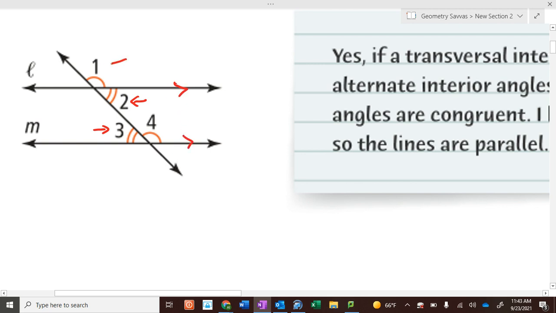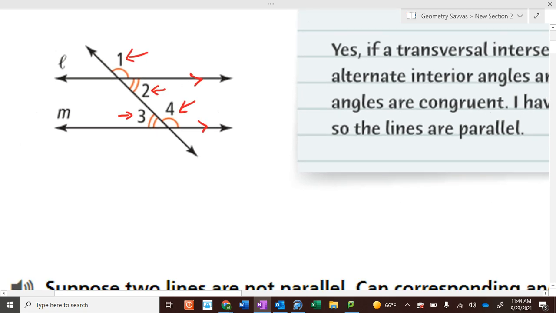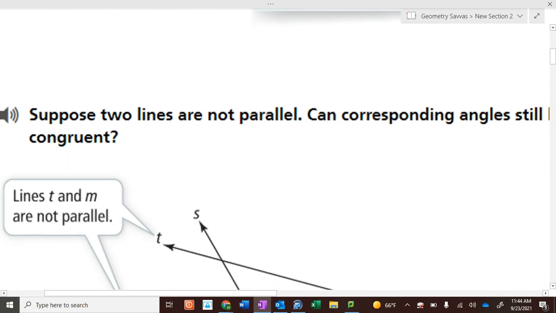He also says, well, 1 and 4 are what types of angles? Corresponding. So if 1 and 4 are corresponding, that makes the lines parallel as well. And his teacher said, good job, Juan, because you are correct.